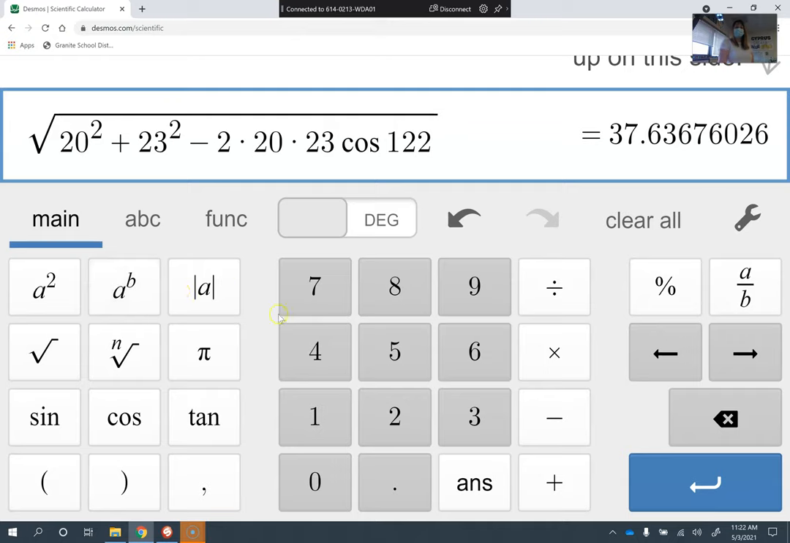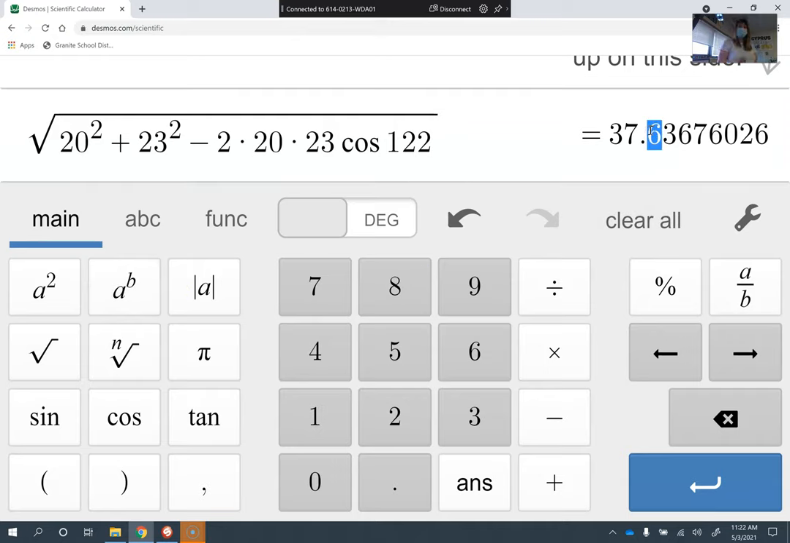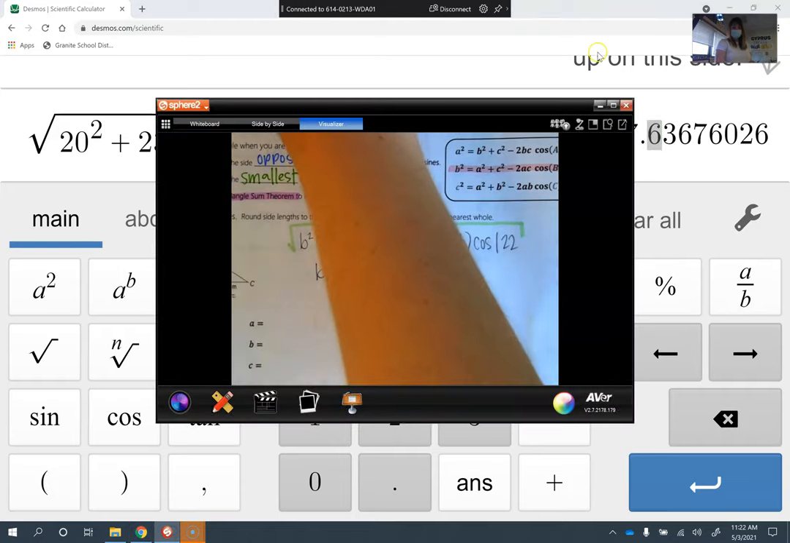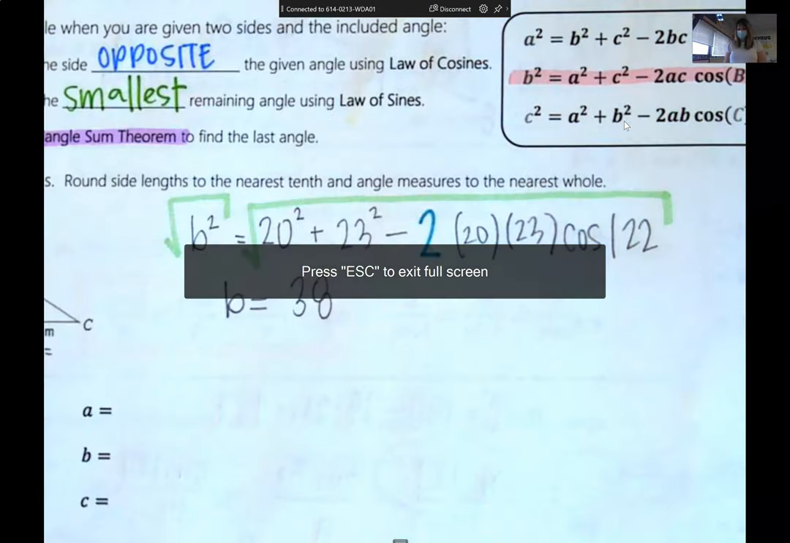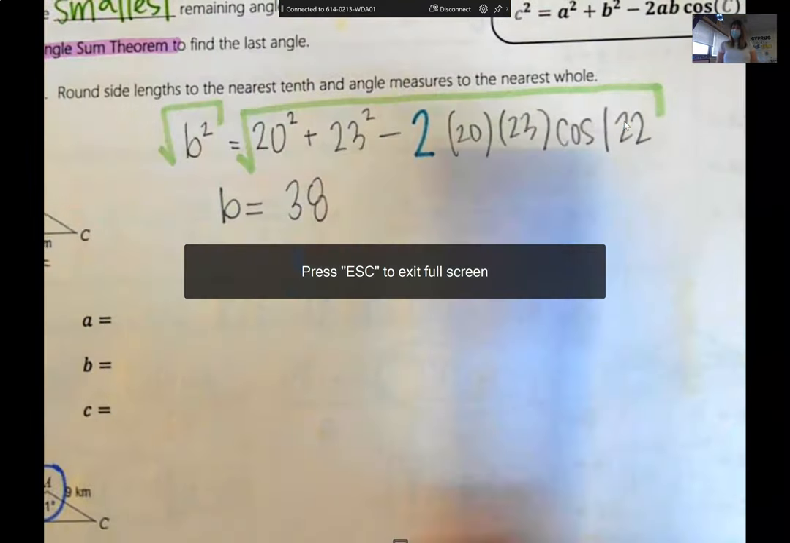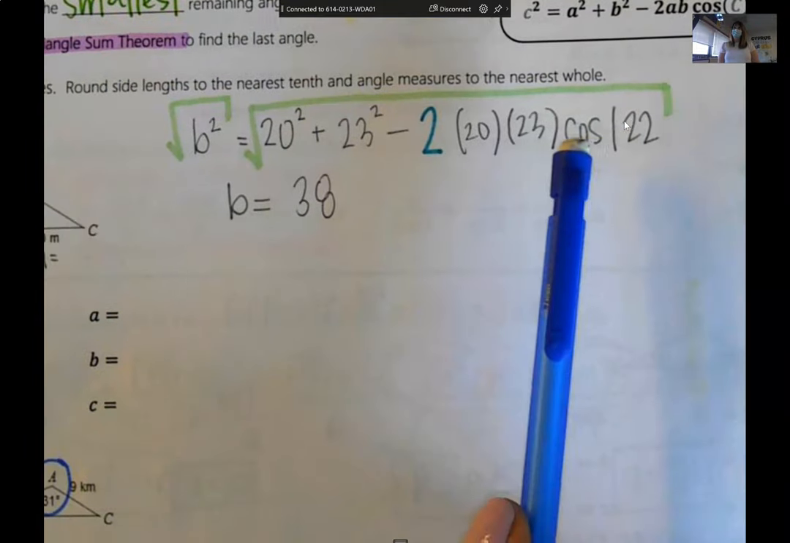We're going to round to the nearest whole. So if there's a 6 right after the decimal, we're going to round from 37 up to 38. So our missing side length is 38. So step number one is always this.